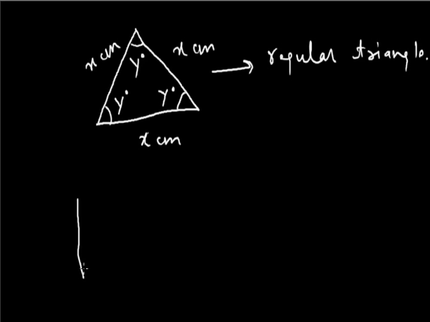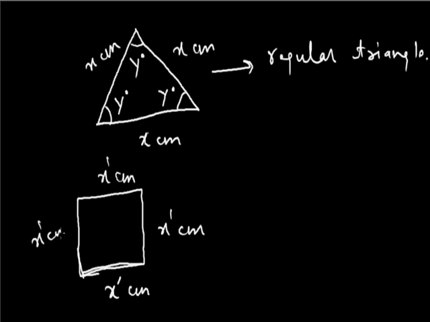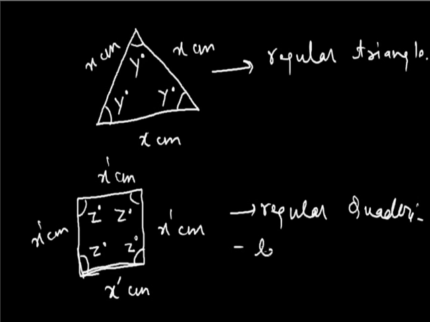Similarly, let us try to make a quadrilateral which has all its sides equal in length. Suppose all the sides measure x centimeters and all the angles measure z degrees. Then this is a regular quadrilateral. I think you are clear with the definition of a regular polygon: a polygon which has all its sides equal in length and all its interior angles equal in measure is called a regular polygon.